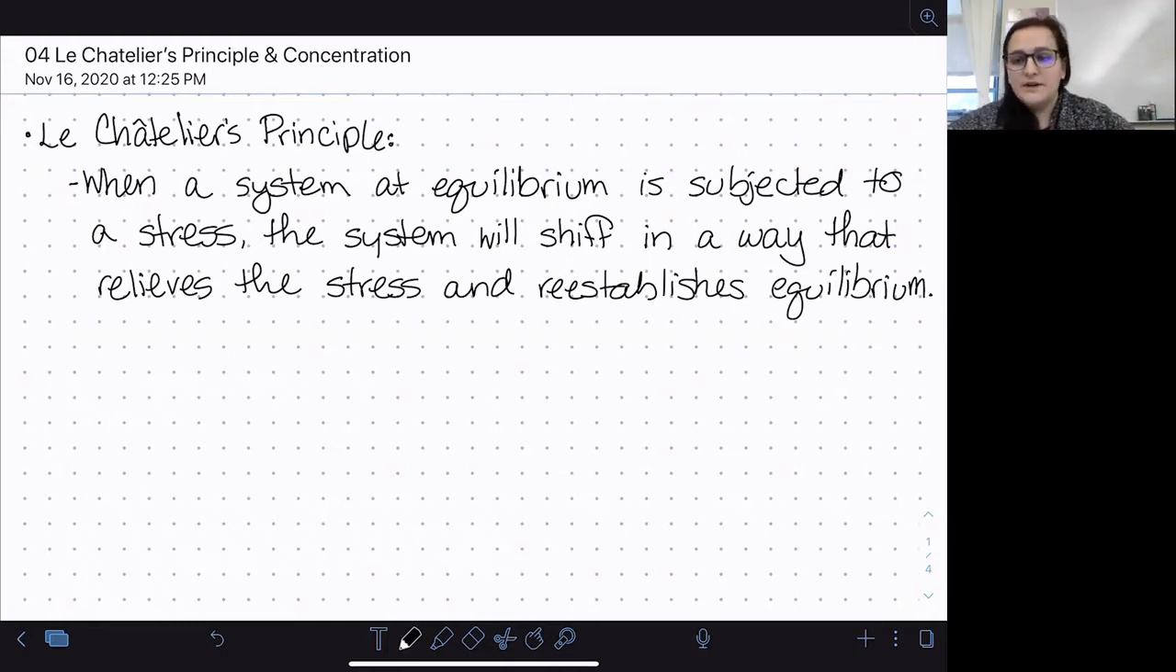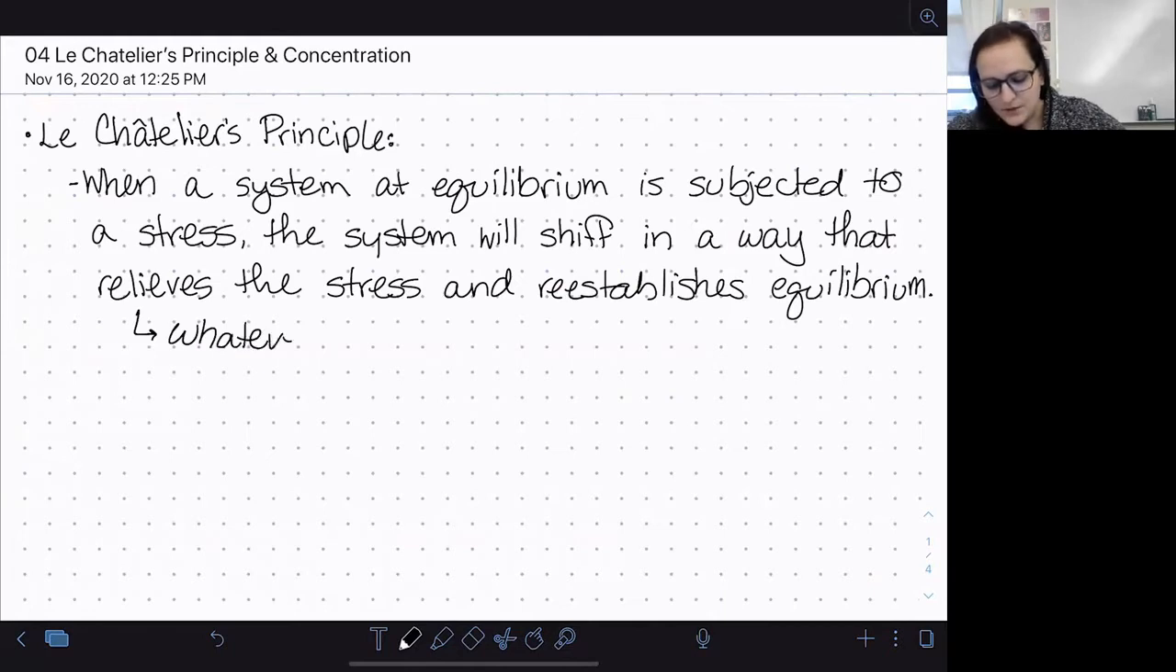So we're going to be applying something known as Le Chatelier's principle that allows us to strategically shift an equilibrium in one direction or the other by applying this concept. So what Le Chatelier's principle tells us is when a system at equilibrium is subjected to a stress, the system will shift in a way that relieves the stress and reestablishes equilibrium. Essentially, what this amounts to is for certain types of stresses, which we'll talk about in this video and the next, whatever you do to an equilibrium system, it will try to undo.